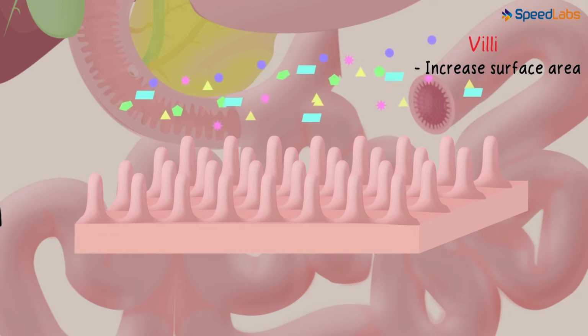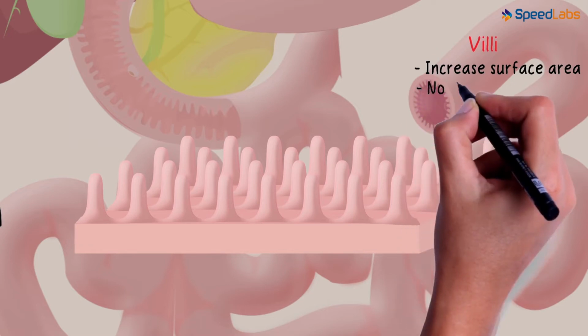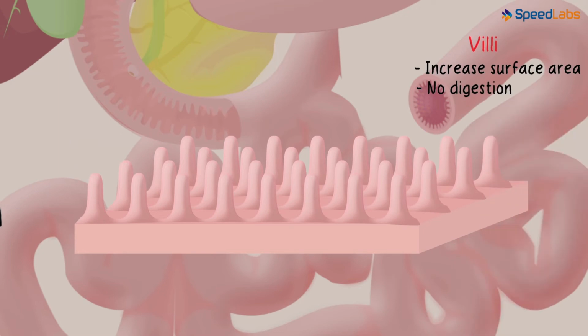Because of this, the nutrients are absorbed really fast and all that remains is undigested waste material and water. Remember, the villi do not play any role in digestion. They just help in faster absorption of nutrients.